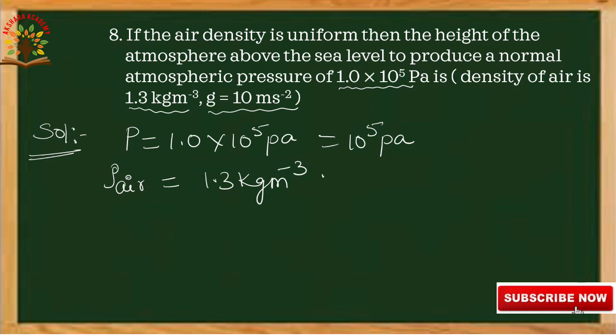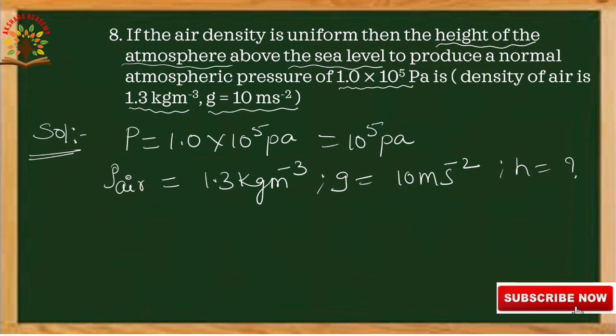And they given g is equal to 10 meters per second square, and you have to calculate the height of the atmosphere. Here they given the normal atmospheric pressure, and you have to calculate H, the height of the atmosphere above the sea level. So H is equal to question mark.